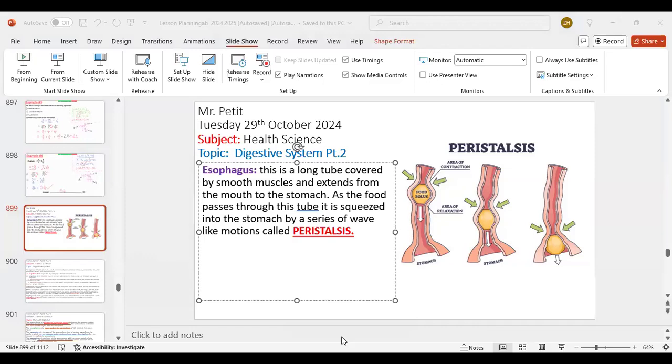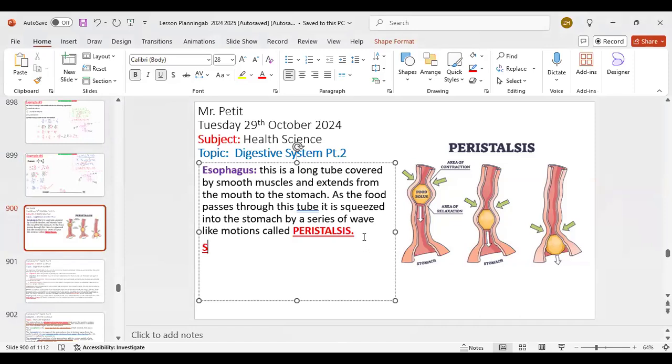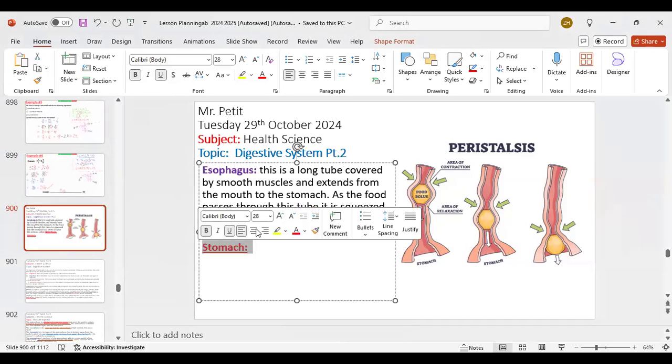Okay, so anyone know the name of the acid? Hydrochloric acid. Very good. Hydrochloric acid. So let's write that down. So the next thing we have is the stomach. Tavana said that. The stomach, very important organ.